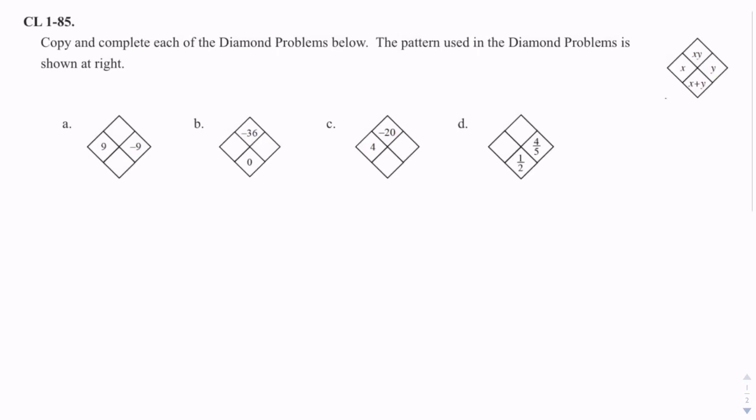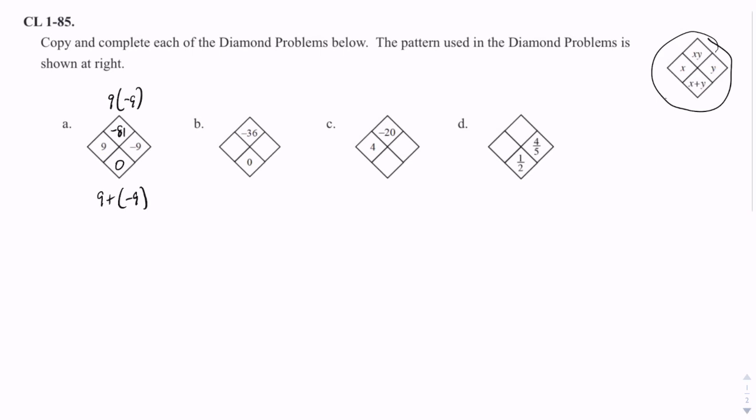Okay, tile problems, very important problems. Remember, you are not always going to get this, so try not to look at these as much as you might need. So let's start with A. The bottom diamond is 9 plus negative 9. That's 0. And the top is 9 times negative 9, which is negative 81.